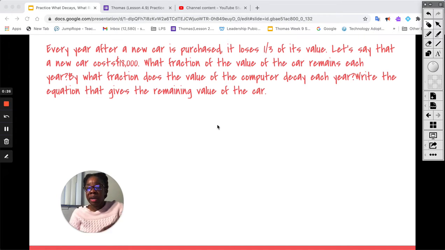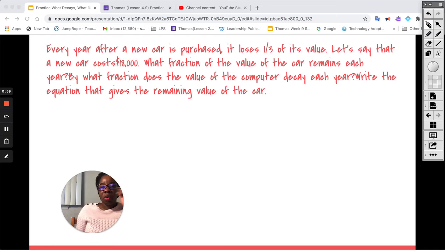And what fraction does the value of the car decay by each year? We're going to write the equation that gives the remaining value of the car. So this is one that describes an exponential situation, and it's exponential decay. And we just want to recognize, oh, it loses one third of its value. So we know this is going to be one of the factors. The car cost $18,000, so now we're going to use that information moving forward.